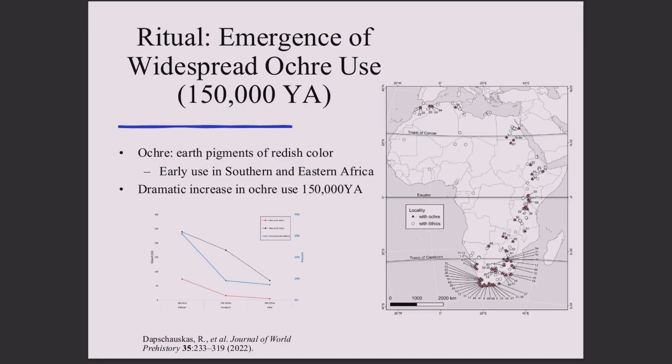Okay. Now, another thing that emerges about this time is widespread pigment use, the pigment ochre, which is this reddish iron-based pigment. Okay. Now, again, there isn't necessarily a privileged place where it all starts here.